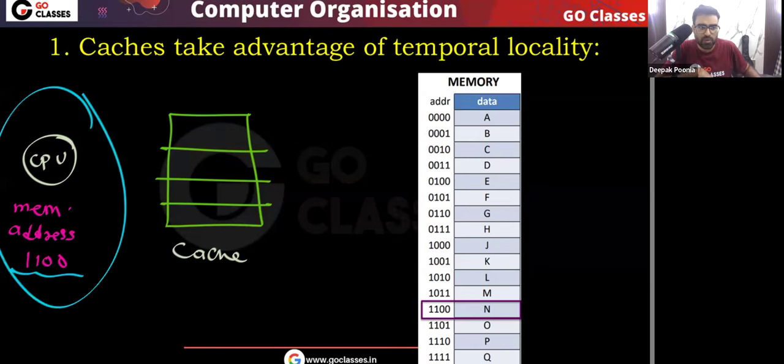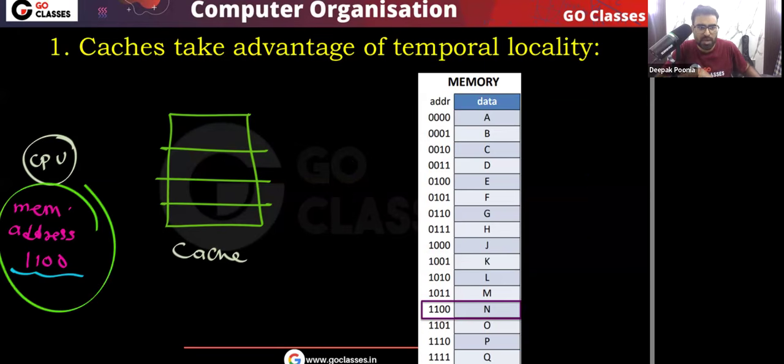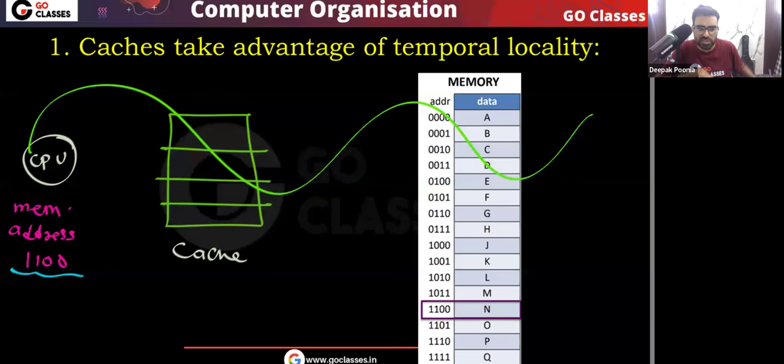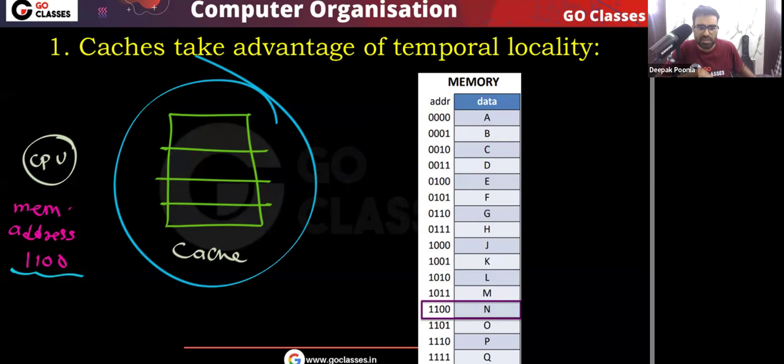So remember, the CPU will always generate the main memory address. The CPU has generated this main memory address 1100, but because there is a memory hierarchy in our computer systems, first we will go to the cache memory. We will check in the cache memory if this address is available or not. This cache memory is empty, so I can say there is a cache miss, because this address is not available in the cache memory.